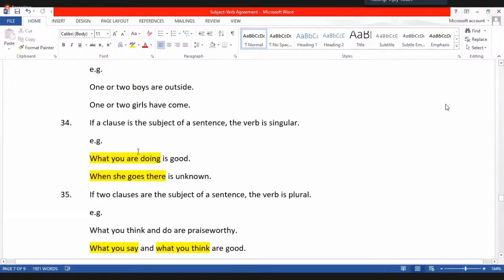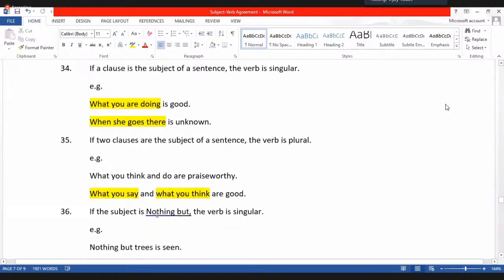Okay. In 34 and 35 together, see, if one clause is the subject, then we use singular verb. If two clauses are the subject, then we use plural verb. Say, here, what you are doing is good. So what you are doing, this whole is subject, is good. When she goes there is unknown. This whole is subject, that's why is.